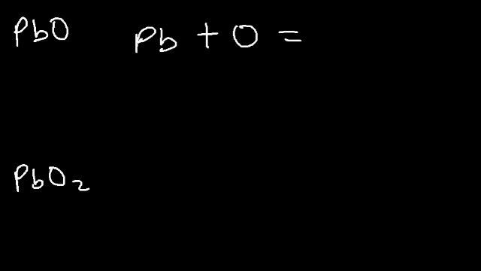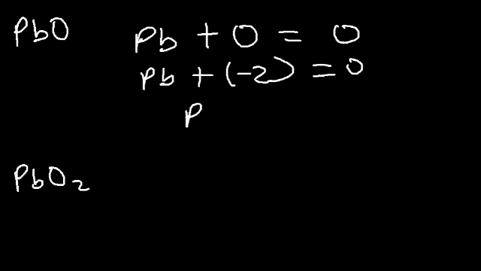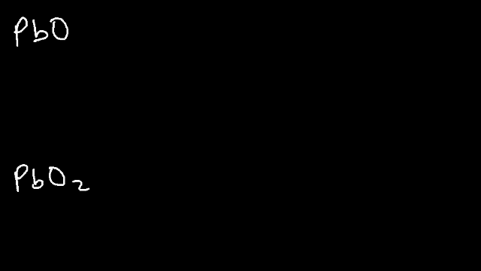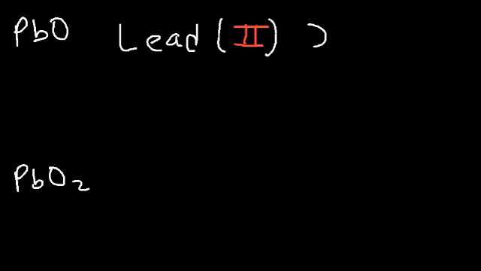Name PbO and PbO2. So Pb stands for lead. O is oxide as a monatomic ion. So we have lead oxide. We just need to know what the oxidation state is for this particular substance. So if we write an equation, Pb plus oxygen equals a net charge of 0, we know that oxygen has a charge of negative 2, so if we add 2 to both sides, we can see that Pb is in the plus 2 oxidation state. Therefore, to name it, it's going to be called lead 2 oxide.